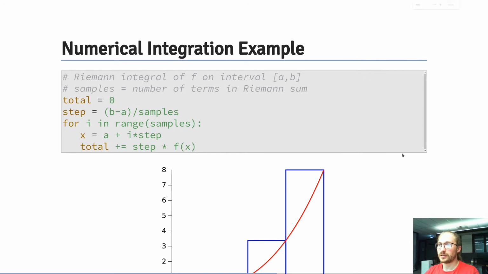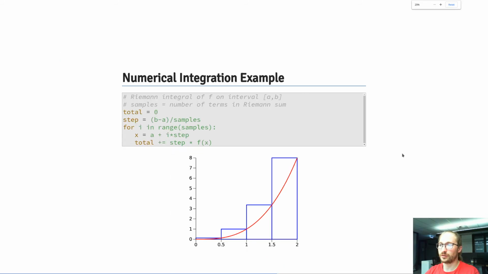So here's an example of some Python code to do numerical integration. The code here is basically computing a Riemann integral of the function f on the interval [a, b], where samples is the number of rectangles in my Riemann sum. Total is storing the area under the curve. We compute the step size, which is the width of the entire interval, b minus a, divided by the number of rectangles, in this case divided by samples.